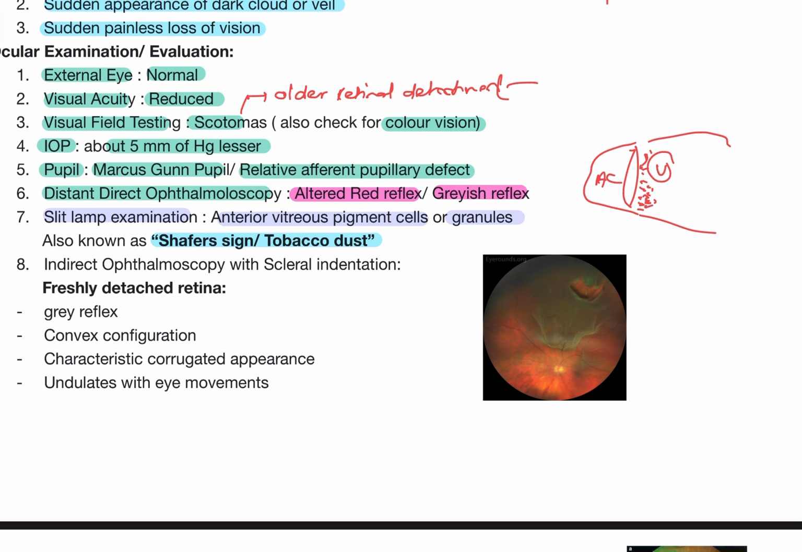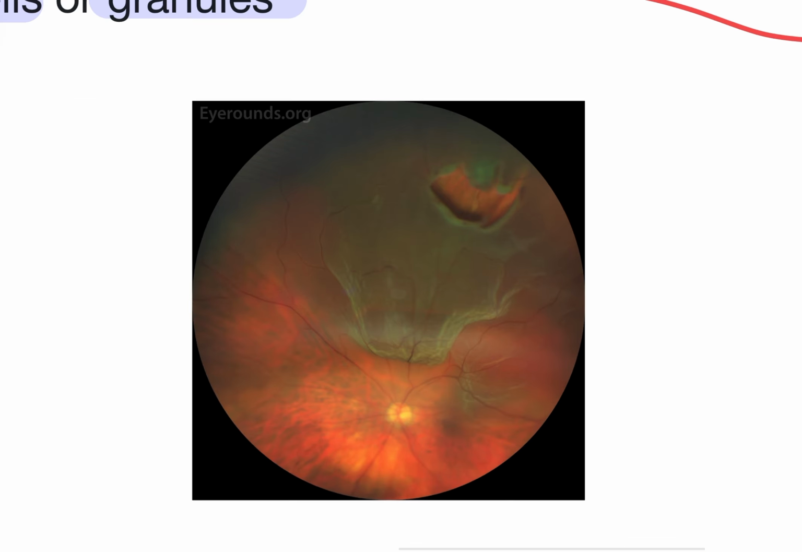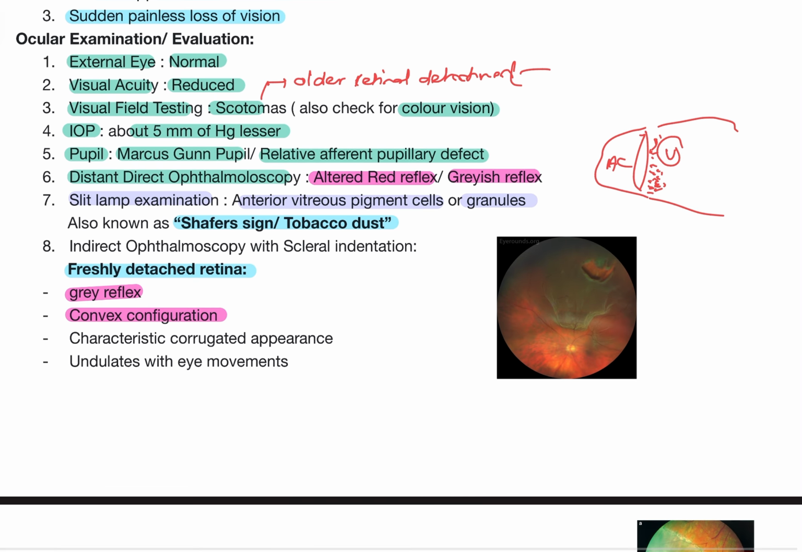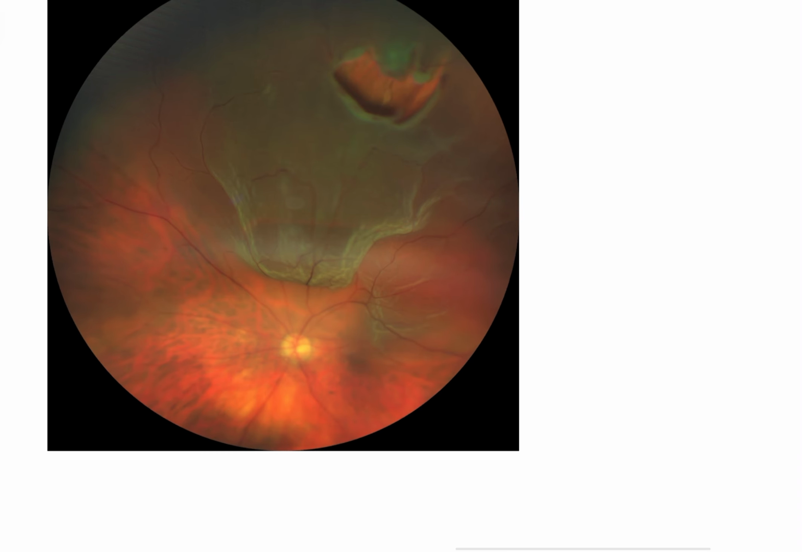Coming to the freshly detached retina, you'll see a gray reflex. Obviously, you can see the grayish color, right? Or else the normal retina appears reddish color. Next, convex configuration. Convex configuration in the sense it appears like a bubble, bulging towards you. So it appears convex. And the most important thing is characteristic corrugated appearance. You can see the corrugations in this image, right? Can you see the corrugations?